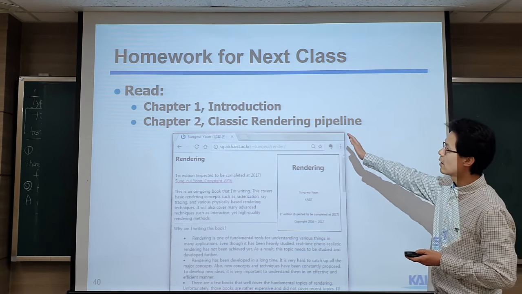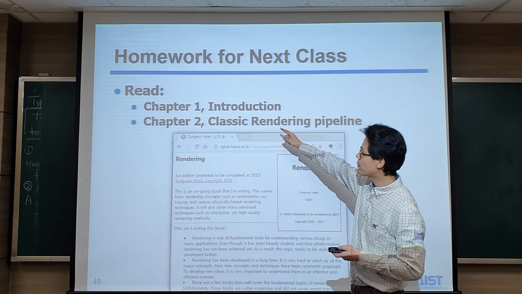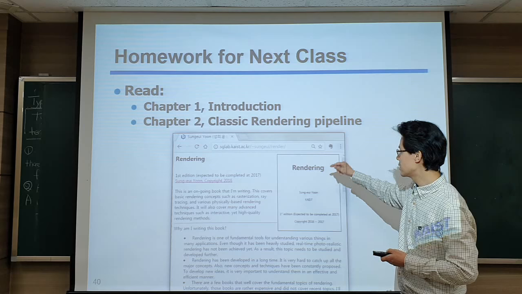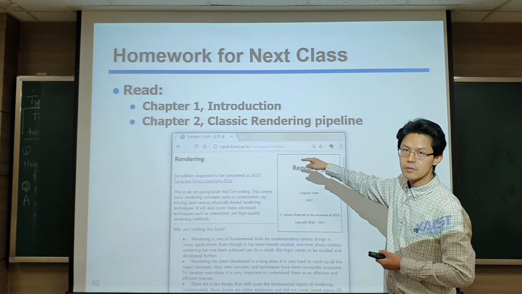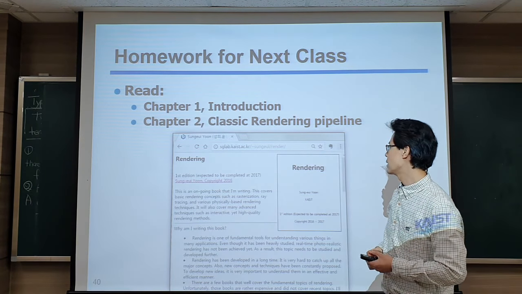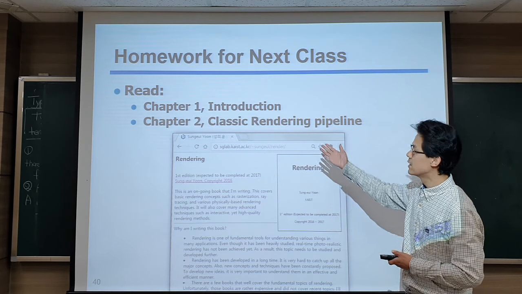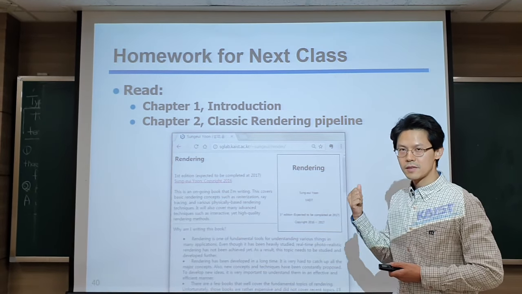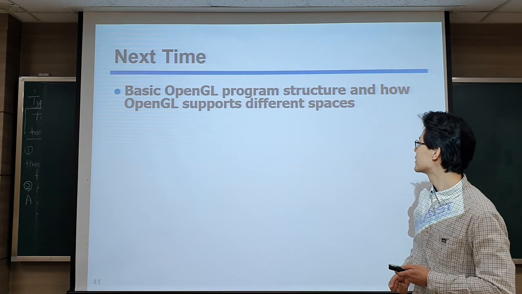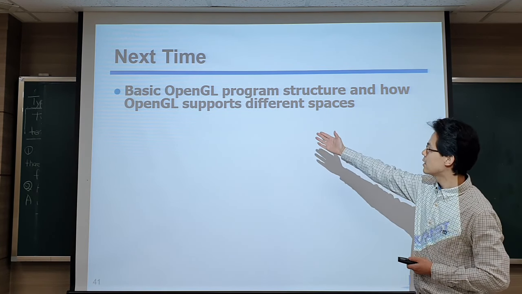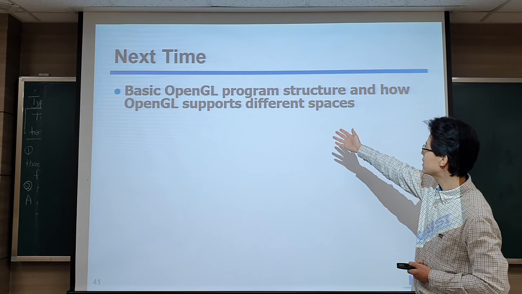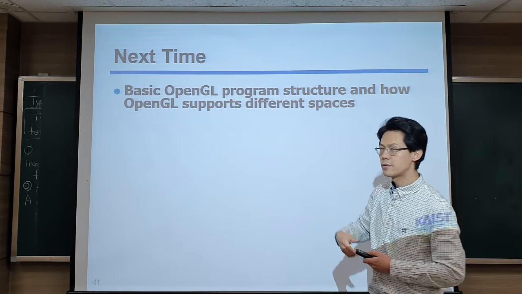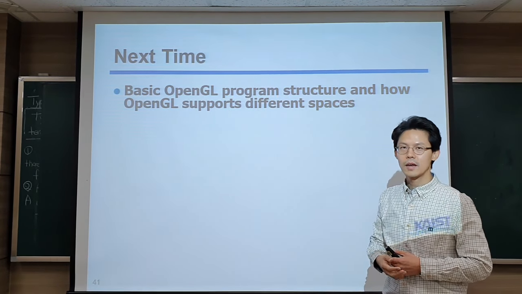Okay, so this is another homework. Go over chapter 1 and chapter 2 of my book, which are already linked from the homepage. The main reason I set this homework is that there will be a quiz next class time. Next time we'll talk about the basic OpenGL program structure and see how OpenGL supports these different spaces. Okay, that's it.